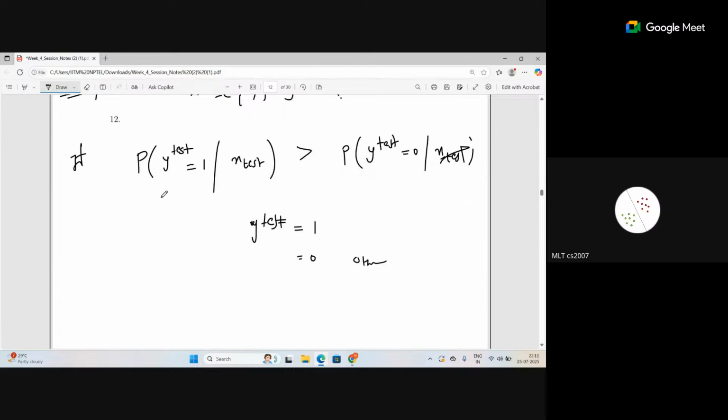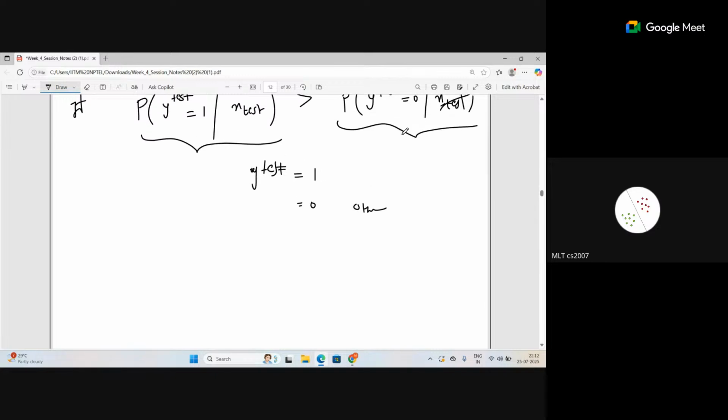So I need to find out this part, right? These two. Based on the value of this, we will decide whether y test will go to which class. Anyway, we need to find out this part. I hope you all understood that part. Now, I don't know how to find it out. So these probabilities I need to find out, but I don't know how.